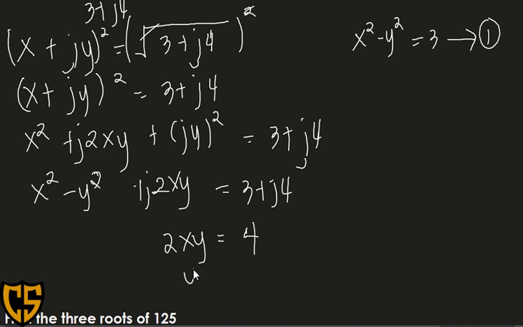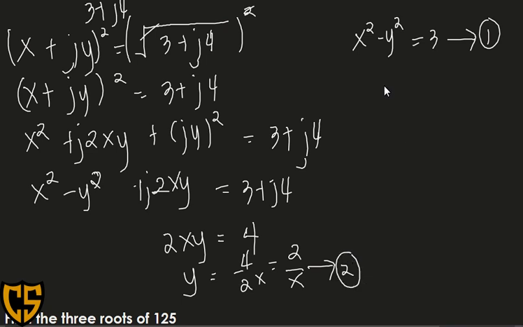So for example, we will use y: 4 all over 2x is equal to 2 all over x. So this is our equation 2. We will use this in order to solve for the value of x and y. So, we substitute our equation 2 into our equation 1.